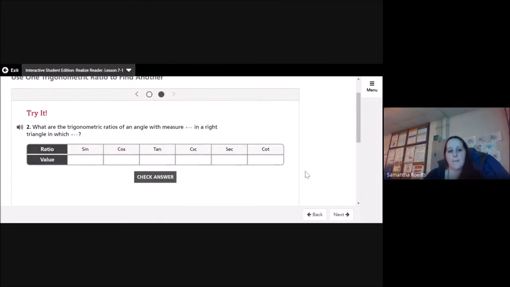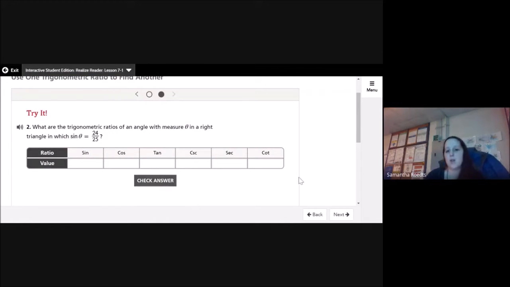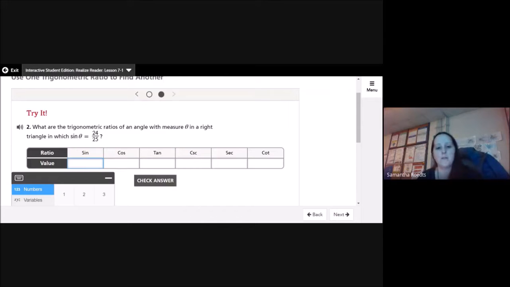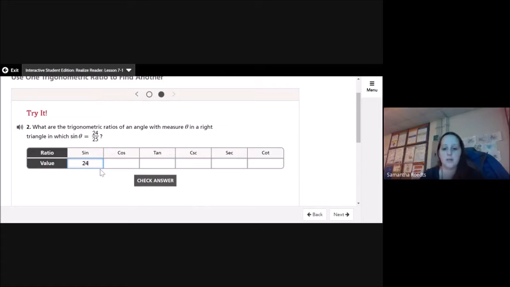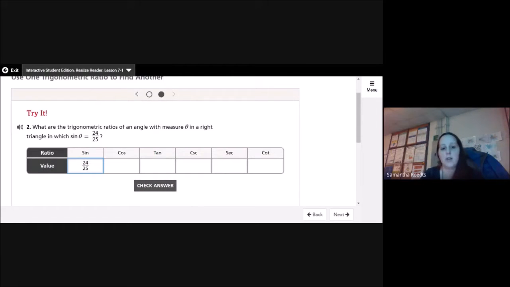All right, so let's try it. What are the trigonometric ratios of an angle with measure theta in a right triangle in which sine theta equals 24/25? So we know that 24/25 is going to be sine. Okay, and we know that cosecant is going to be 25/24. So sine is opposite, SOH, SOHCAHTOA. So sine is opposite over hypotenuse.